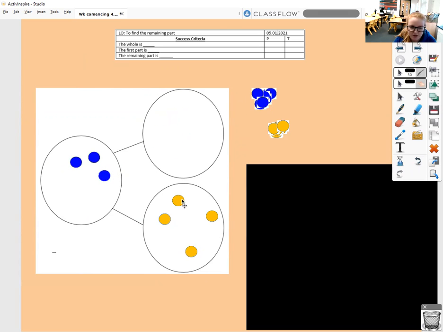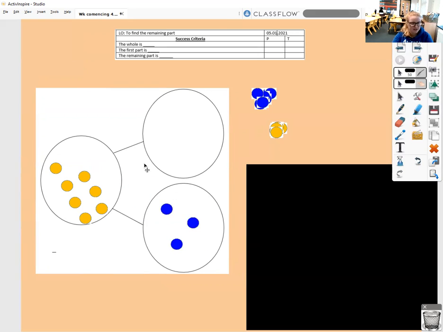I'm going to go with this one. Let's try a super big number. Are you ready? So what is my whole? Let's have a quick count. 1, 2, 3, 4, 5, 6, 7, 8, 9, 10. The whole is 10. The first part is going to be my blue counters down here.